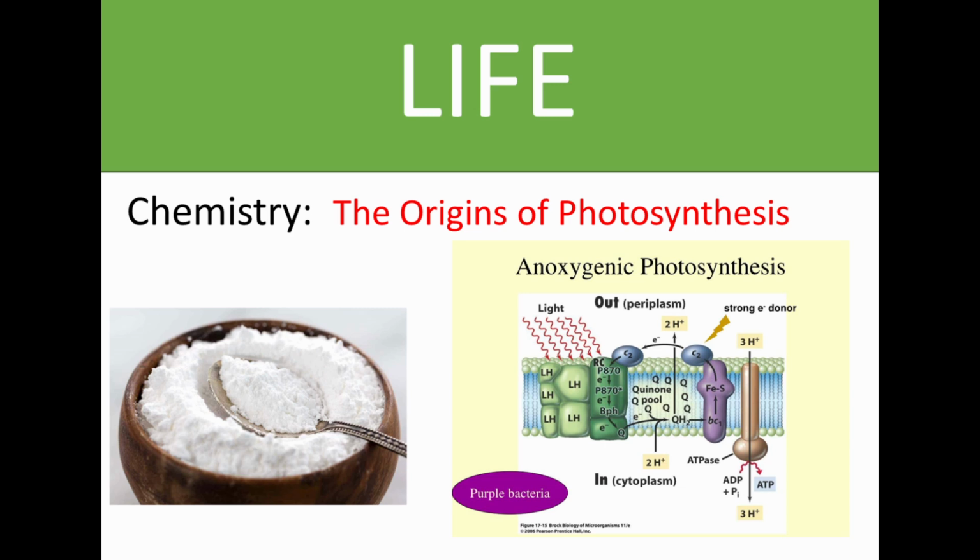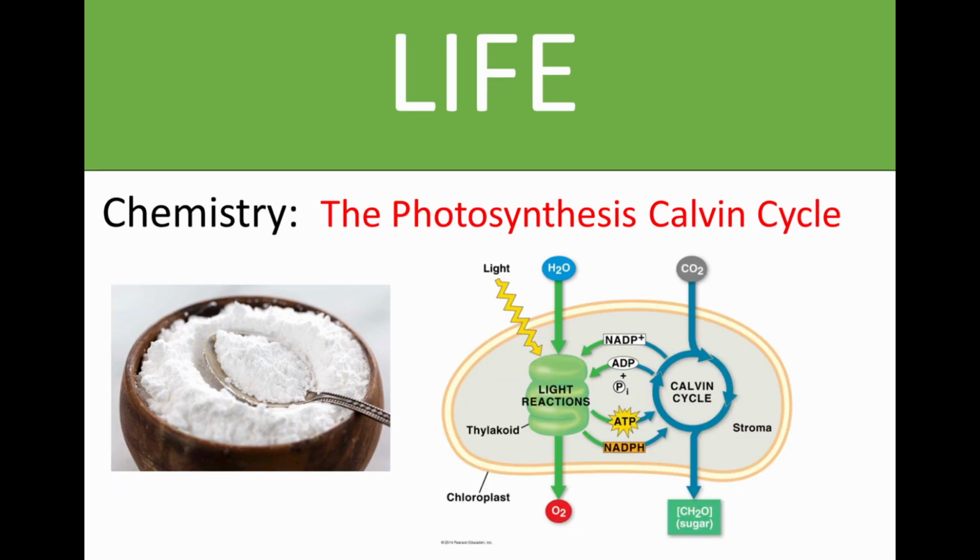And that concludes my take on the origins of photosynthesis. In my next video, I will focus on the Calvin cycle of photosynthesis, where the hydrogen split from the H2O by the chlorophyll is joined to CO2 to make glucose.